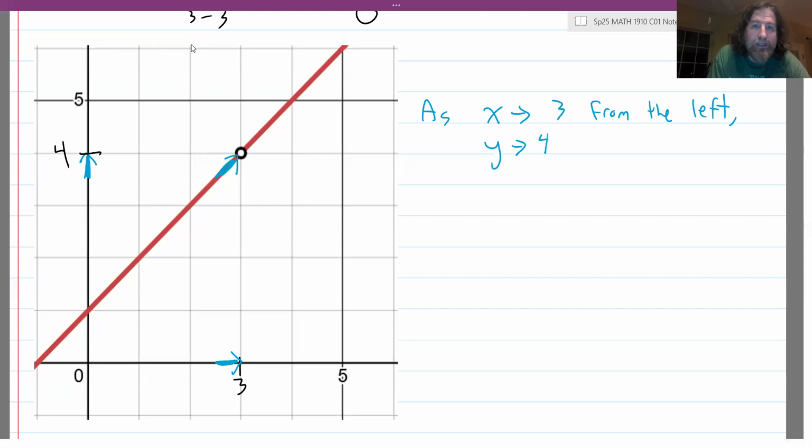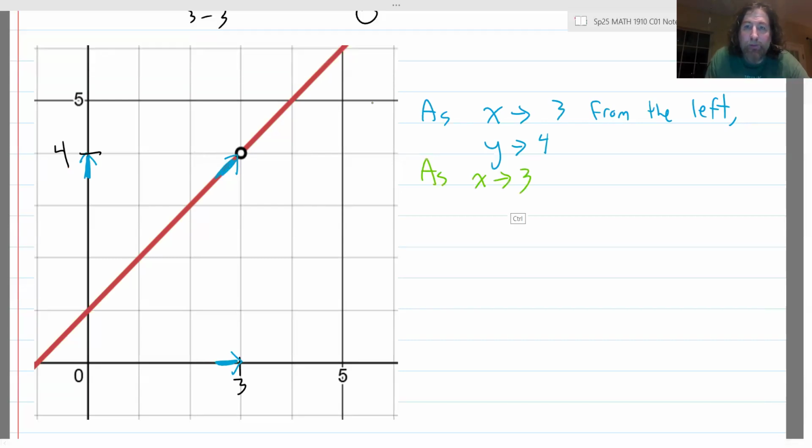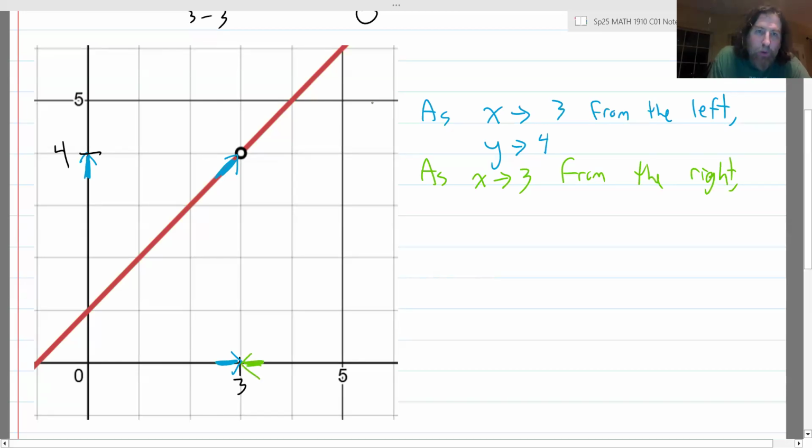We can also see it from the right side, that as x approaches 3 from the right, well, let's see. As x approaches 3 from the right side on the x-axis, that corresponds to these points on the graph, which are, again, approaching the same point.